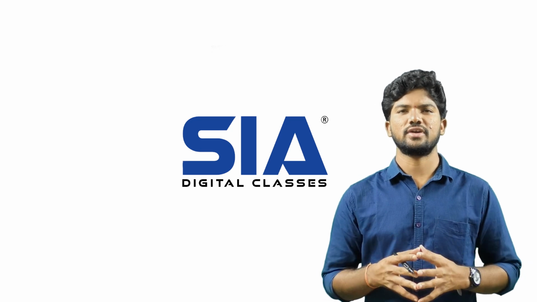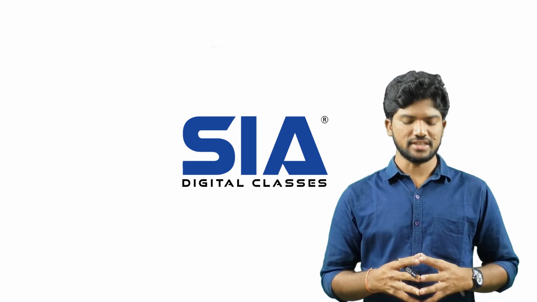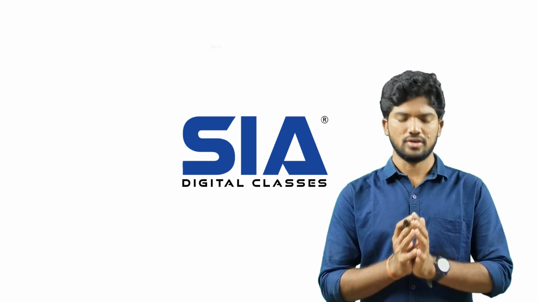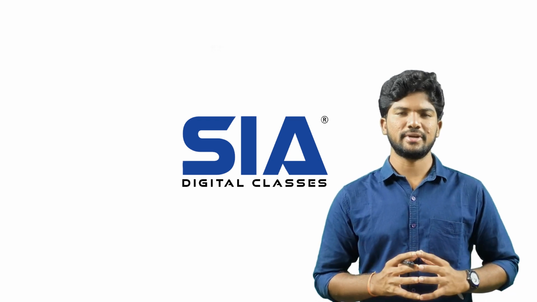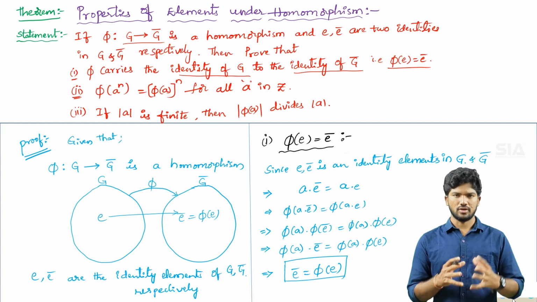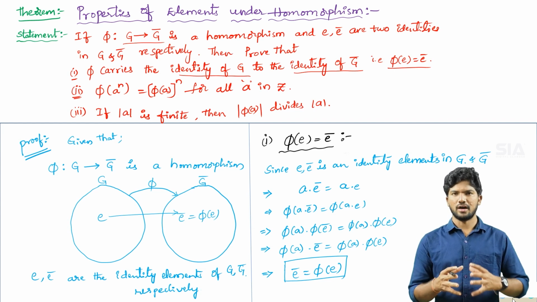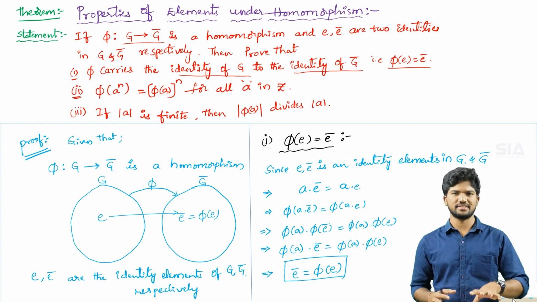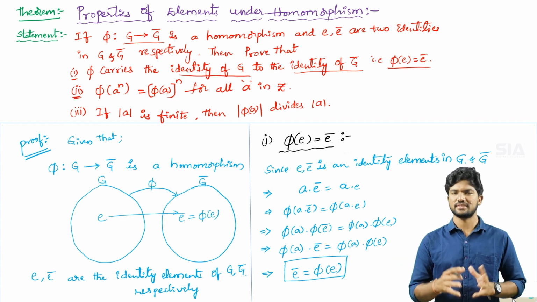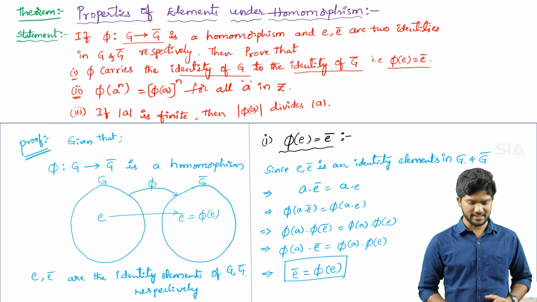In this lecture, we are going to discuss properties of elements under homomorphism. One of the important theorems. Let's see the statement of the theorem first of all. In total we have 6 properties of homomorphism of elements. In this lecture we are going to discuss the first 3 properties. In the next lecture we are going to discuss another 3 properties. So let's see the statement.